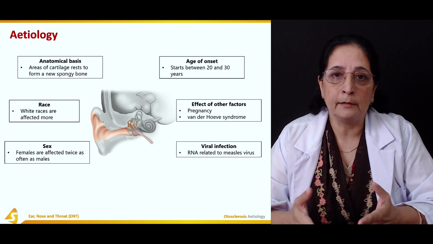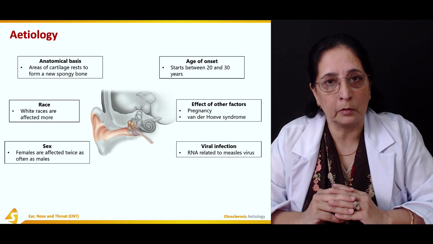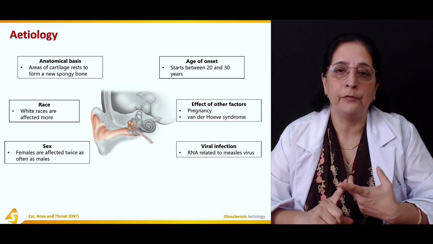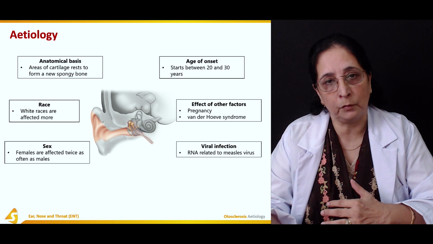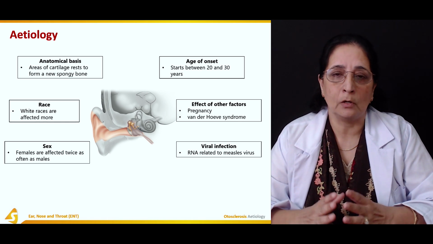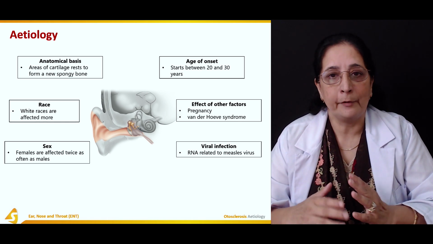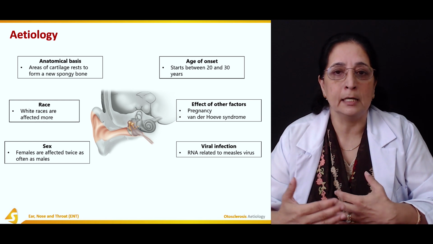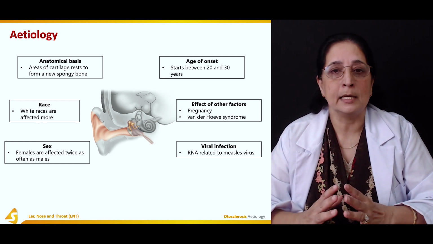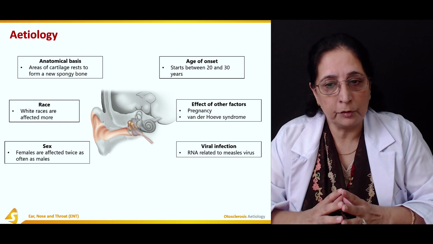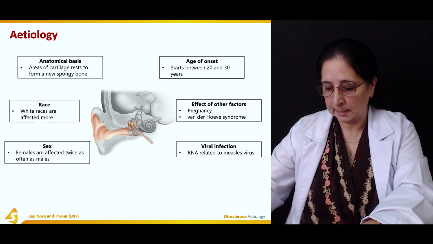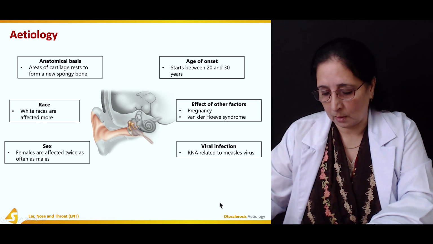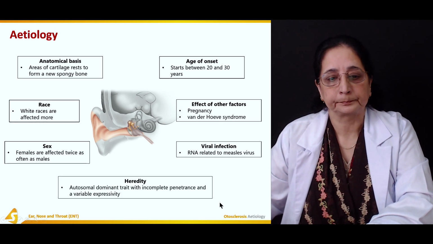Some anatomical factors can lead to otosclerosis also. The age of onset is 20 to 30 years, so it's not a disease of old age, it's a disease of young age. Pregnancy can aggravate it. Another syndrome known as Van der Hoeve syndrome is present in that also, and measles is associated with otosclerosis too.